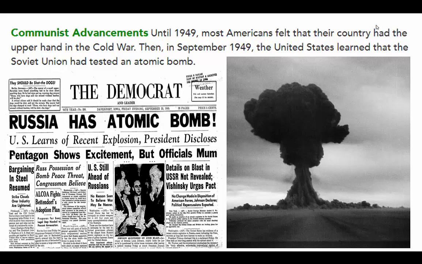Communist advancements. Until 1949, most Americans felt that their country had the upper hand in the Cold War. Then, in September 1949, the United States learned that the Soviet Union had tested an atomic bomb. Question 38. What did President Truman announce to the world in September of 1949 about the Soviet Union? That they had tested successfully an atomic bomb. No longer was the United States the only country in the world with a weapon of mass destruction.